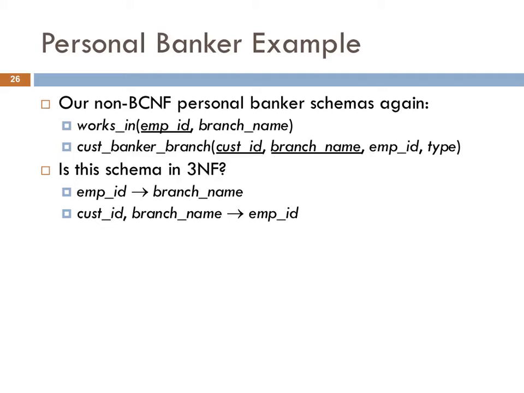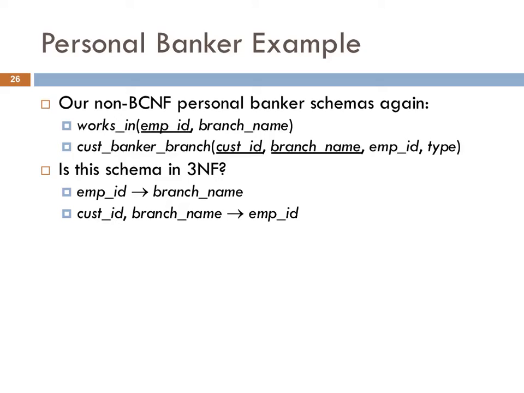Well, we know that works-in is in third normal form. It's also in Boyce-Codd normal form because we just have employee ID functionally determines branch name. Employee ID is the primary key. We're done with that one. We don't care. But then the question is customer-banker-branch. Because we know that there's a functional dependency: employee ID functionally determines branch name, but employee ID is not the primary key of that whole schema. So the question is, is employee ID in some candidate key for that schema?